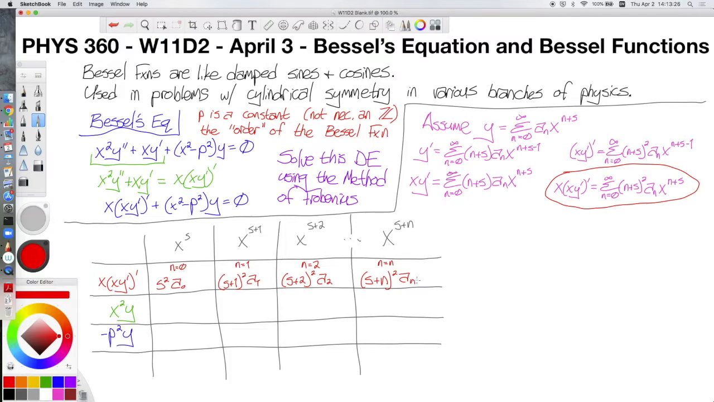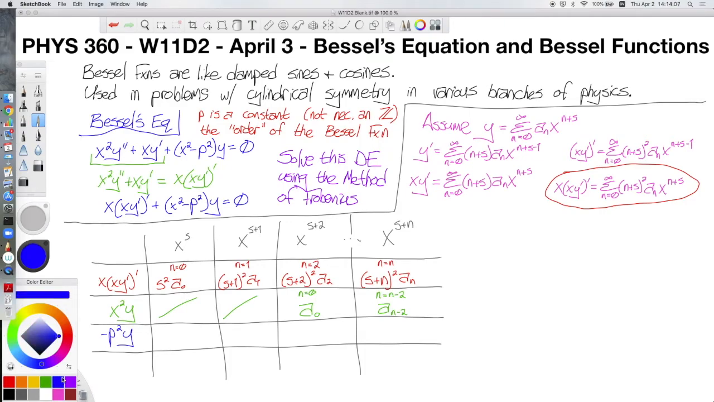For x squared y, note that the lowest power we're going to have of x is just going to be x to the s plus 2. And that will go with our a naught. So we're not actually going to have any terms for the first two columns for the x squared y term, and the n equals 0 term is going to give us a power of x to the s plus 2. So here, our coefficient is just a naught, and then our coefficient for our general term, where we have to plug in n equals n minus 2, is going to give us a sub n minus 2.